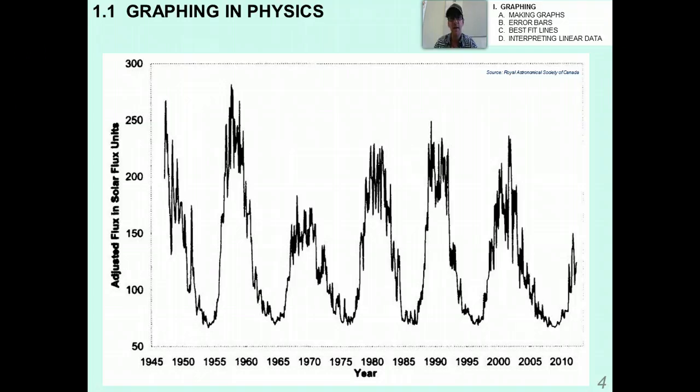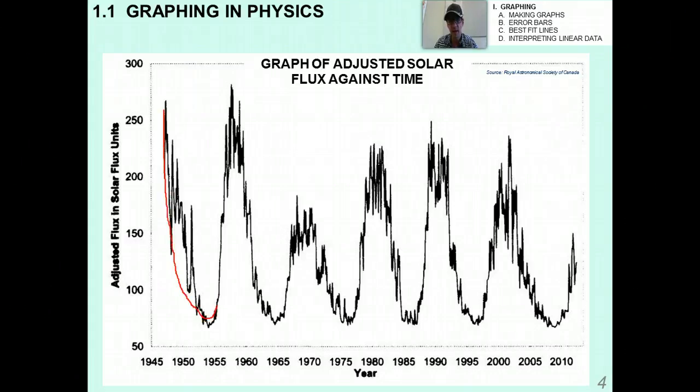Okay. Now here's something that is quite scientific, and this is a graph. Pause the video and take a look and see if you can figure out what's being shown here. This is a graph of adjusted solar flux against time. What you can see here is clearly cycles of solar flux, or the amount of radiation, in solar flux units, that's being emitted by the sun. So this actually has something to do with sunspots. This is an interesting thing.